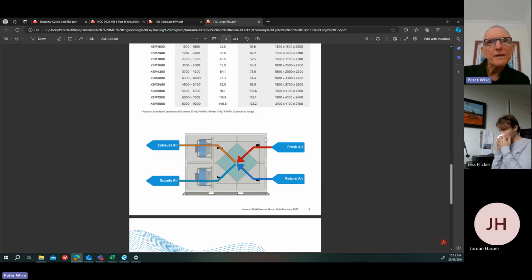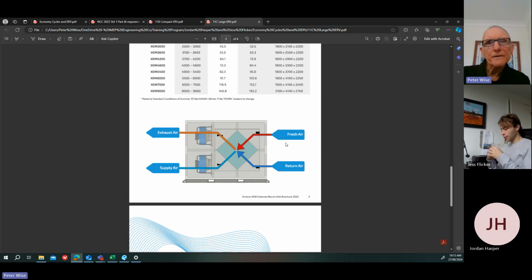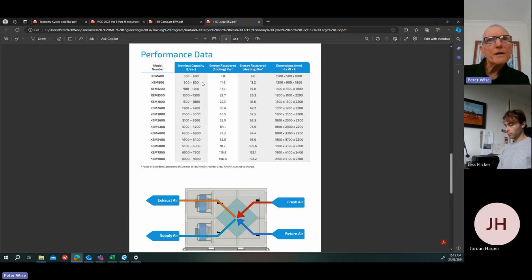It's the same schematic. There's a schematic again. Fresh air or outside air. We should call it outside air, not fresh air, because strictly speaking, how fresh is it? And return air goes through the heat exchanger and you get exhaust and supply. And you can see the range of airflows there from as low as 300 litres a second up to 9,000. So you can get very large units.